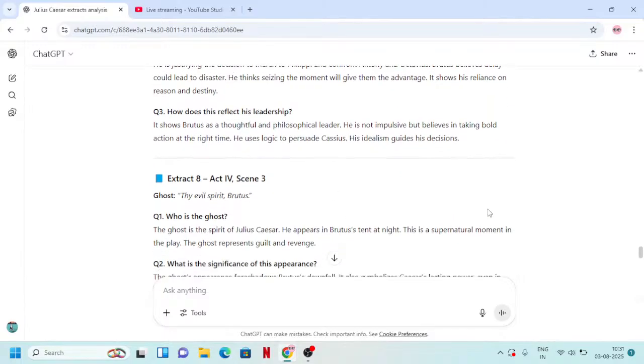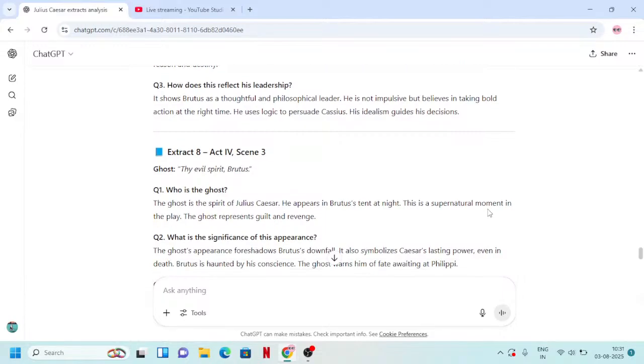How does this reflect his friendship? It shows Brutus as a thoughtful and philosophical leader. He is a good thinker, and he is not impulsive but believes in taking bold action at the right time. So he uses logic to persuade Cassius, and his idealism guides his decisions.